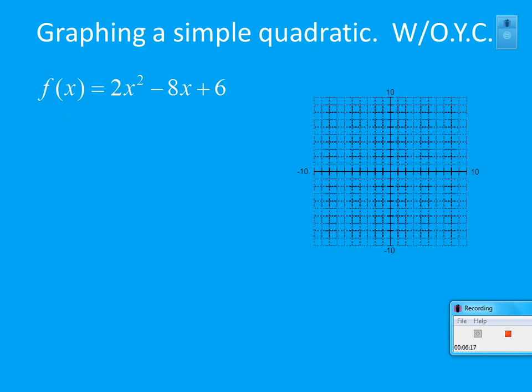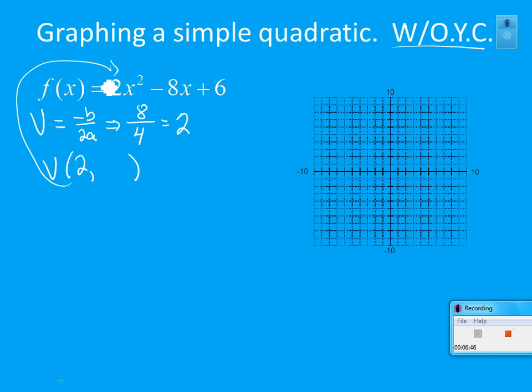Here's your next one. We'll graph this without your calculator again. So it's going to look like this. To get my vertex, I need to use the opposite of b over 2a, which tells me I got positive 8 over 2 times 2, which is 4. So it tells me my x-coordinate is 2. And when I ran 2 through my original equation here, 2 times 2 squared minus 8 times 2 plus 6, I got -2.